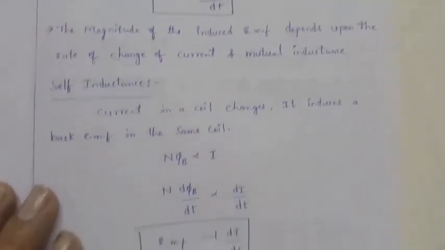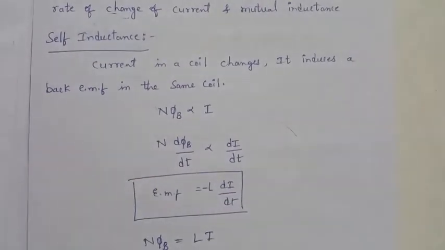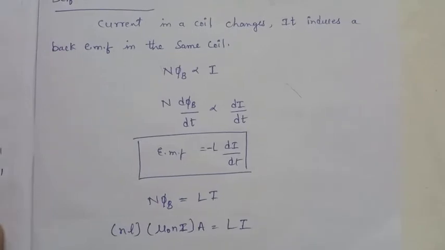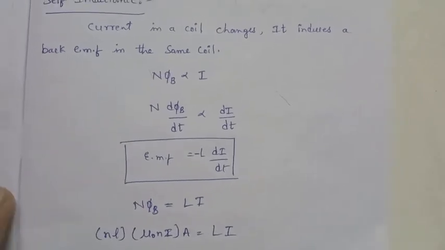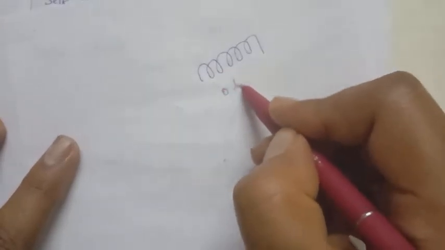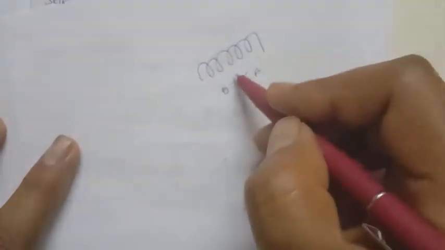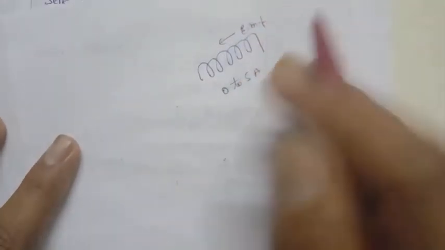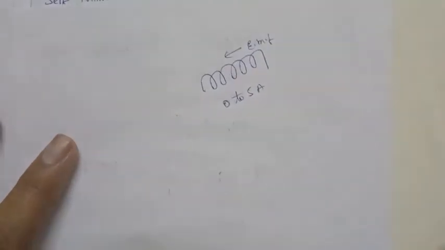And next, again, self inductance. It is a very easy topic, simple. When the current in a coil changes, it induces a back EMF in the same coil. So if you have a coil and you change the current from 0 to 5 amperes, maybe, there is an induced back EMF. This phenomenon is called self-inductance.